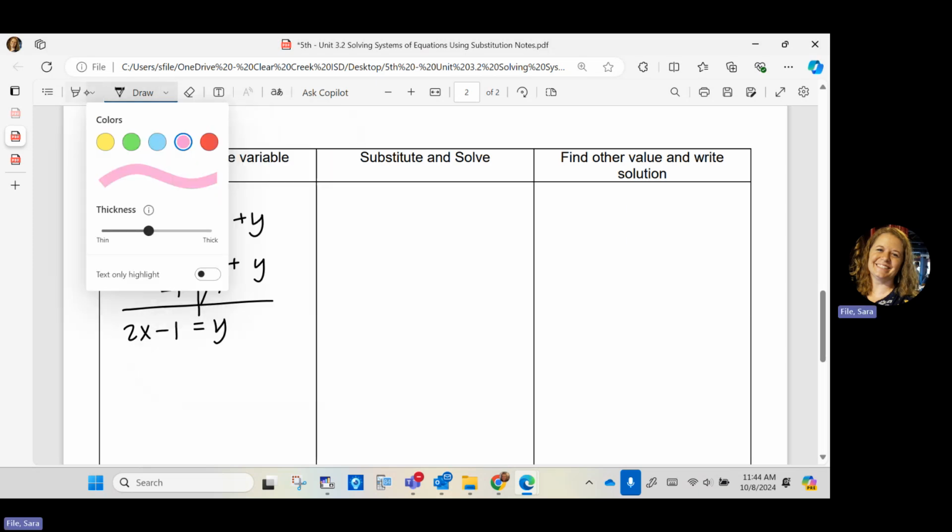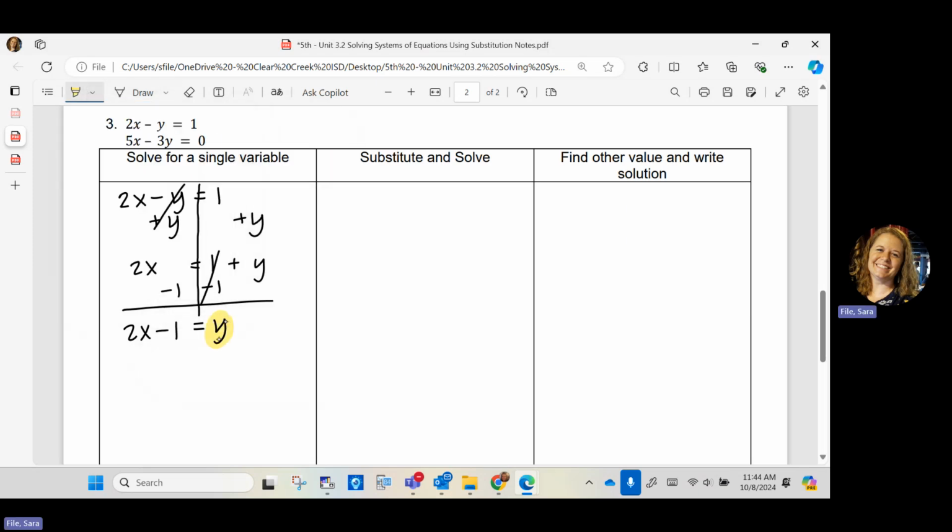Okay, so the first substitution I'm going to do is for y. I'm going to replace it with 2x minus 1 in the other equation. So that second equation is 5x plus 3y equals 0. And I'm going to substitute in for the y, 2x minus 1. So I'm replacing the y with 2x minus 1.